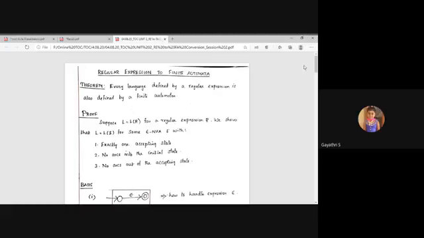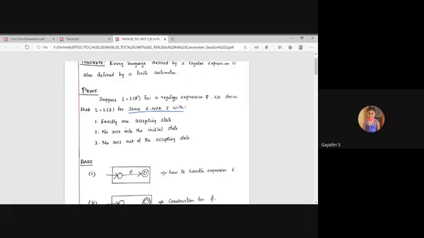Coming to the proof, suppose L equals L of R, where R is the regular expression. We showed that L equals L of E for an epsilon NFA. So here the case we have taken is epsilon NFA. Okay, so regular expression to epsilon NFA.